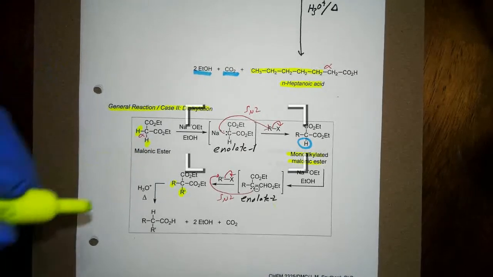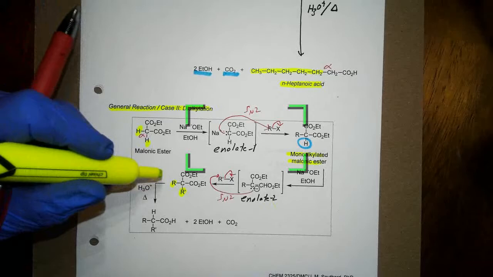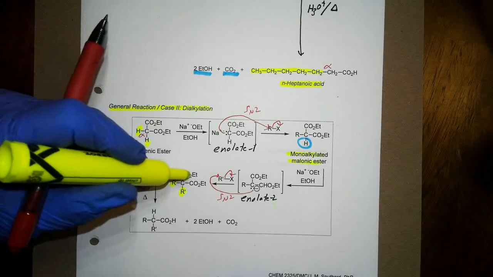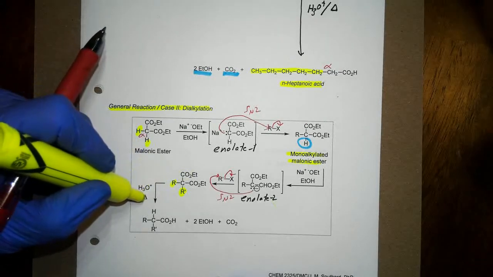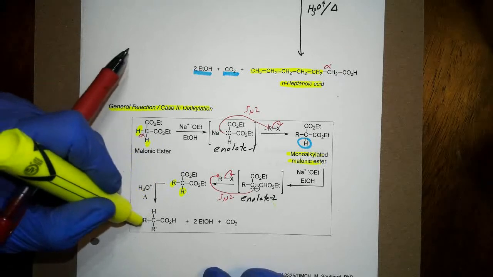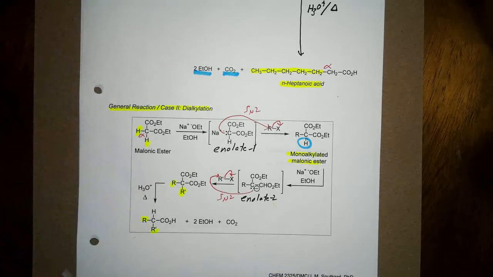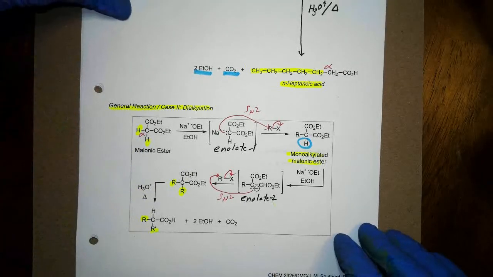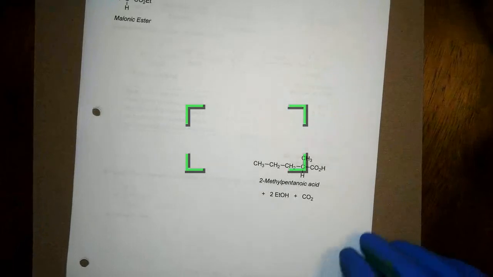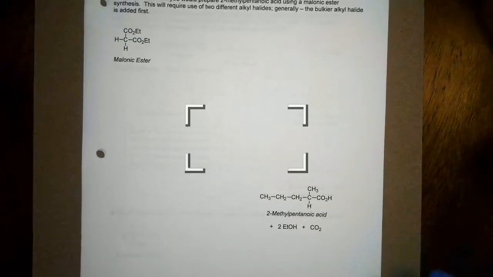Again, they can be the same or they can be different. The last step is always the same. Here you're going to conduct the hydrolysis with acid. You're going to heat it, and look what you end up with: a disubstituted carboxylic acid. So that's why this is called dialkylation. Okay, let's try one of those.